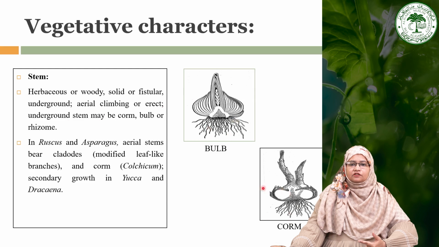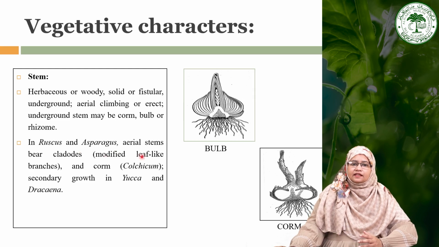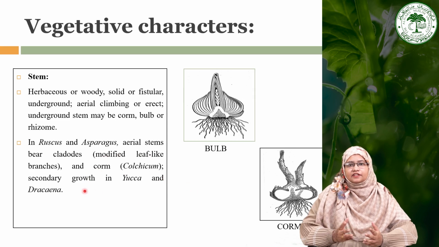These are the bulb and corm, which in case of onion and garlic they have a bulb type of stem. So, in case of Ruscus and asparagus, aerial stems bear cladodes, that is the modified leaf-like branches, that is the modification of stem that become flat and perform the work of photosynthesis, and corm like in case of Colchicum, and they also show secondary growth in case of Yucca and Dracaena.